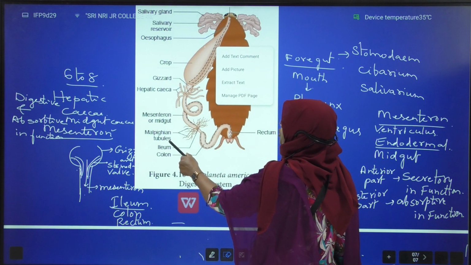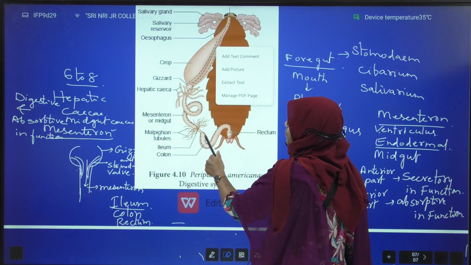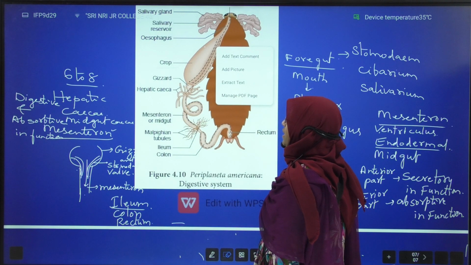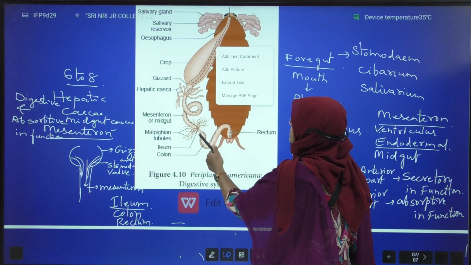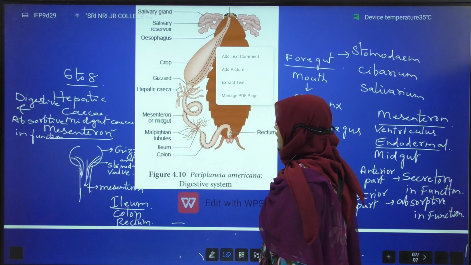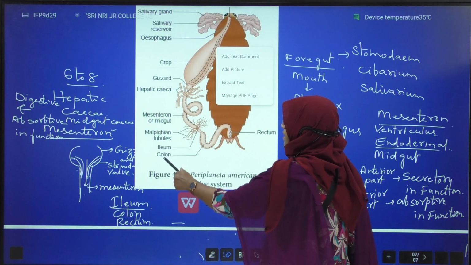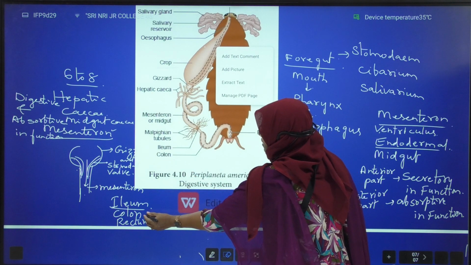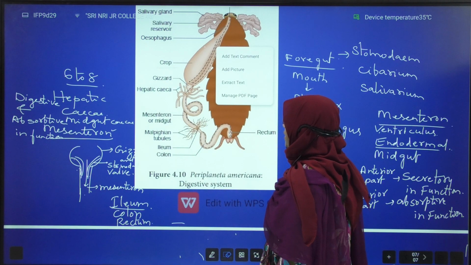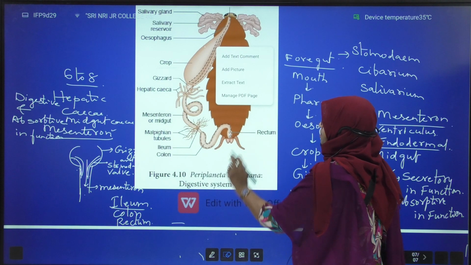So these Malpighian tubules are present at the junction of mesenteron with hindgut. The hindgut's first part is ileum. The tubules release this nitrogenous waste material in the ileum, and from the ileum, nitrogenous waste and undigested food materials are passed into the colon, which is the second part of the hindgut. Colon is a highly coiled long tube. Next, colon leads into a bulb-like structure called rectum.